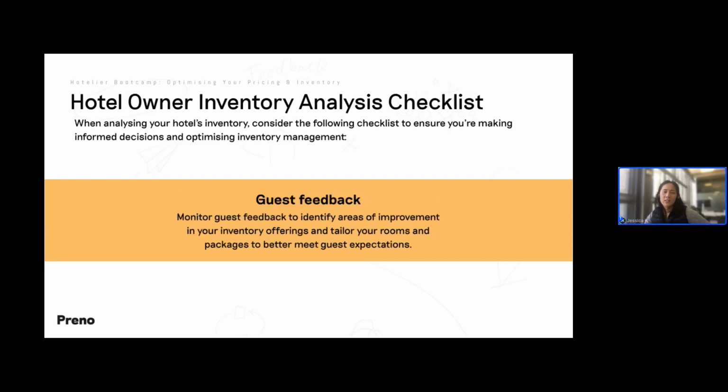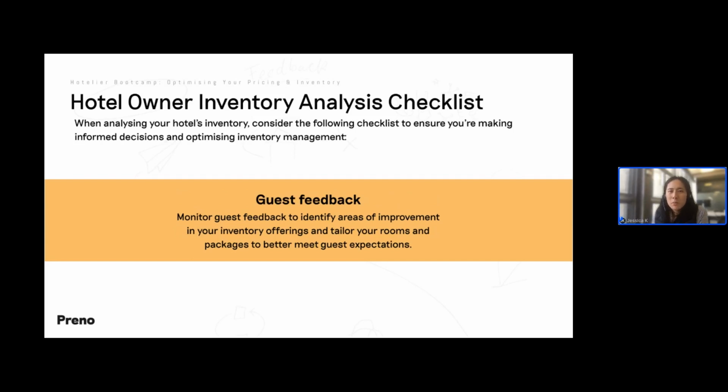And yes, guest feedback, very important. So it's really worthwhile to monitor your guest feedback and just identify areas of improvement in your offerings at the property as well, and also tailoring your rooms and packages to meet the guest expectations.